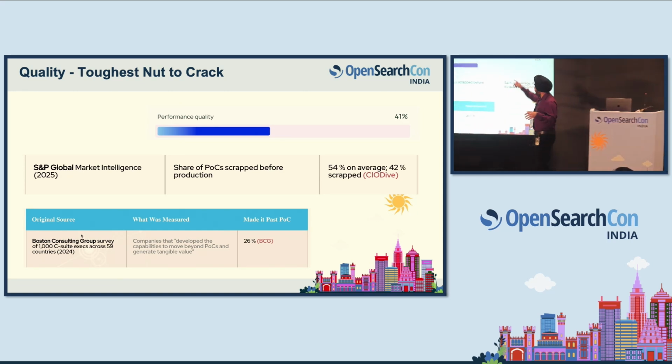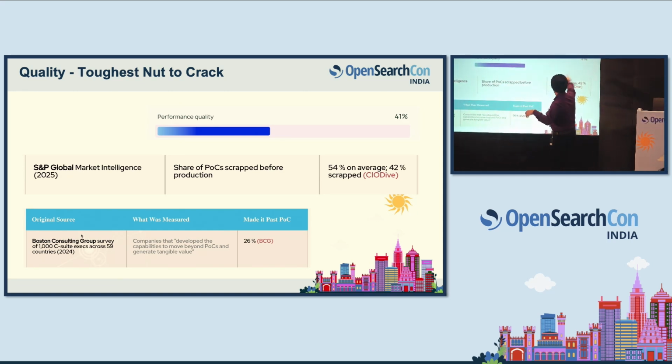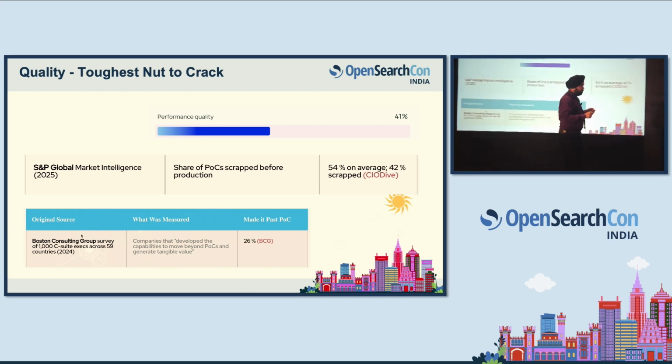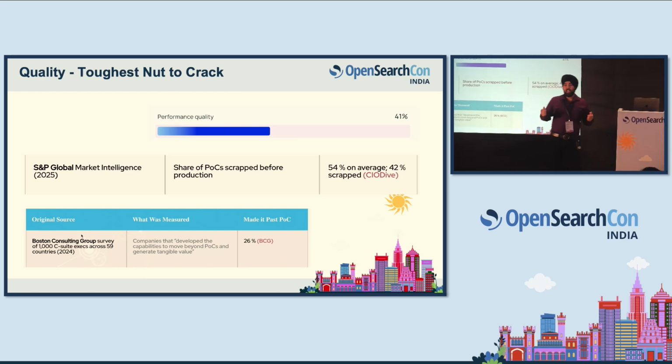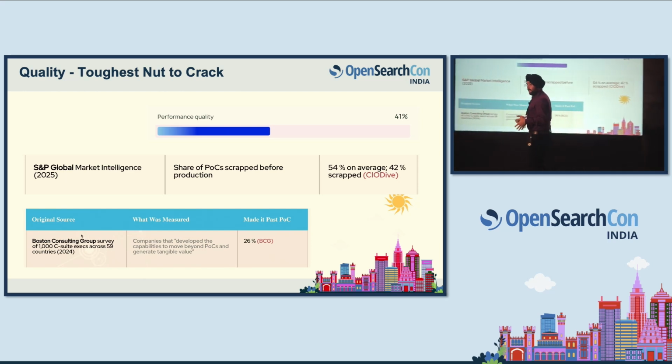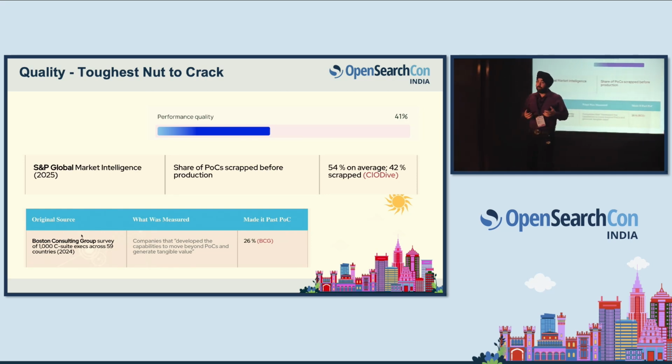It's not very visible here, but this is the performance quality index. LangChain, have some of you used LangChain? LangChain came out with the State of AI Agents report, and they surveyed over 1,300 professionals. What they found was over 41% of those folks indicated quality being the biggest challenge in building these systems.